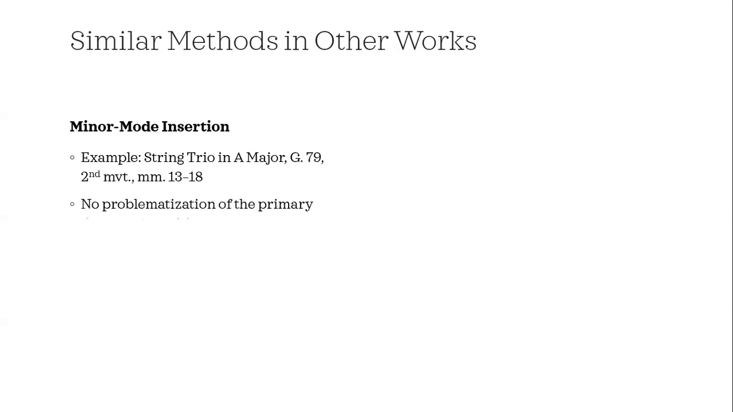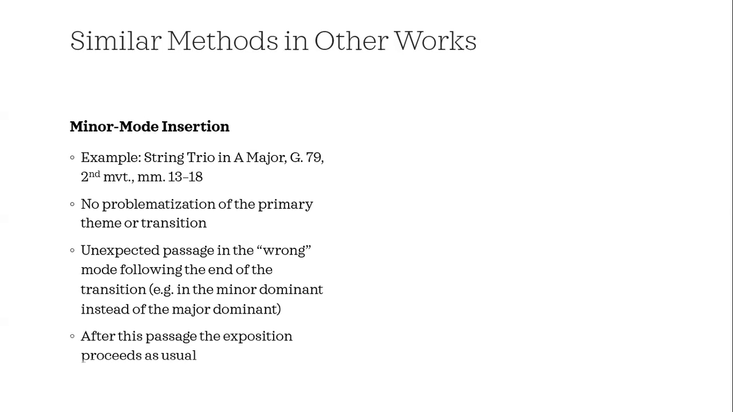The string trio uses an unexpected passage in the minor dominant following the end of the transition, which prepares for a secondary theme in the major dominant. Similar passages occur in other works by Boccherini and the works of other contemporaneous composers, including Domenico Scarlatti, Carlos Seixas, and Joseph Haydn.